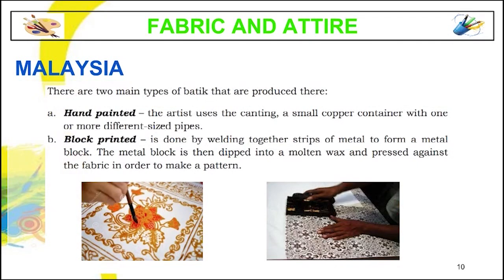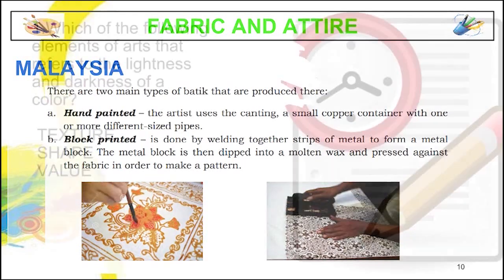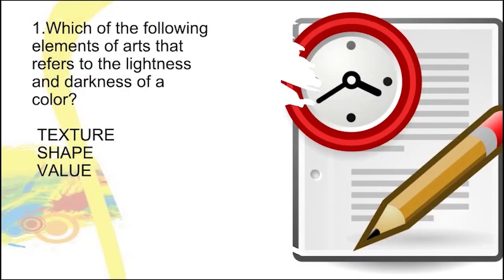A. Hand-painted. The artist uses the canting, a small copper container with one or more different sized pipes. B. Block printed. This is done by welding together strips of metal to form a metal block. The metal block is then dipped into molten wax and pressed against the fabric in order to make a pattern. Now let's have a short quiz on this video.